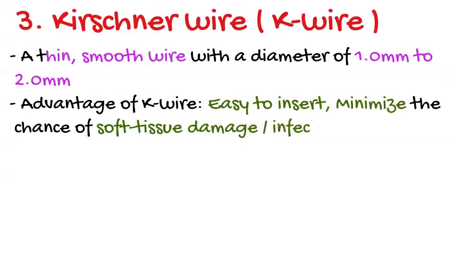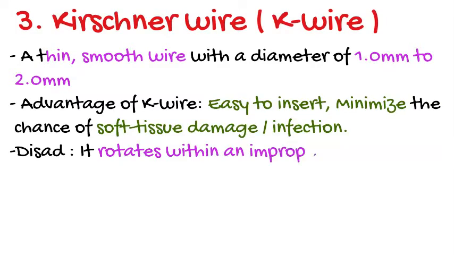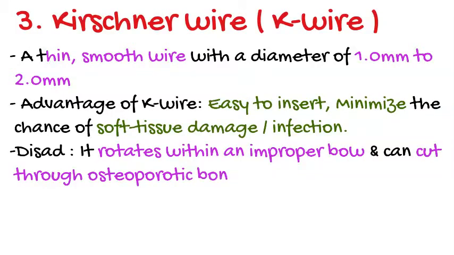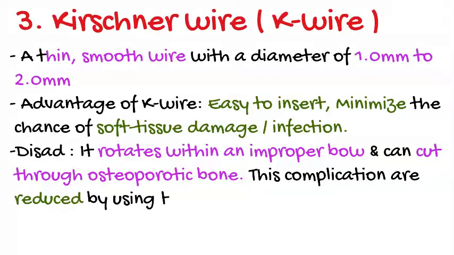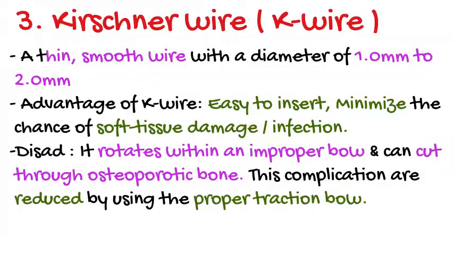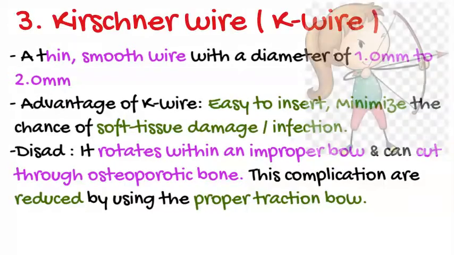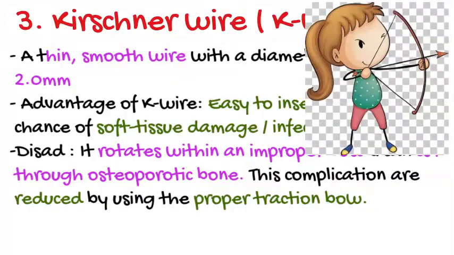K-wire is a thin, smooth wire with a diameter of 1.0 mm to 2.0 mm. The advantages of K-wire are that it is easy to insert, and it minimizes the chance of soft tissue damage or infection. The disadvantage of the K-wire is that it rotates within an improper bow and cuts through osteoporotic bone. These complications are reduced by using the proper traction bow.